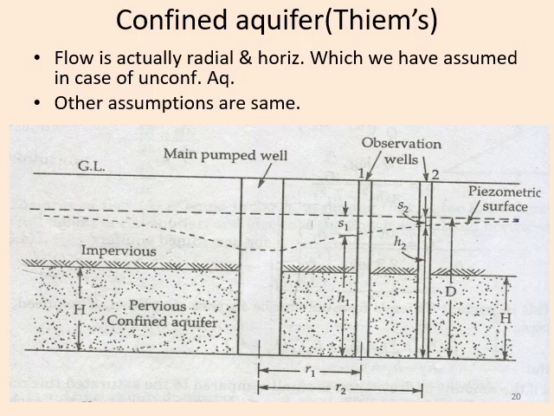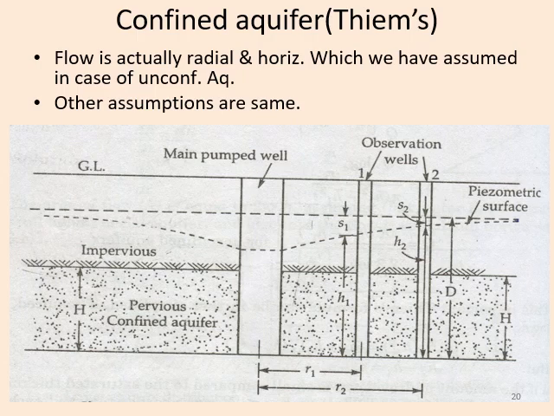So we are assuming it there, but in the confined aquifer the flow actually will be radial and horizontal, because the confined aquifer is bounded with impervious strata at the top and bottom. So water will not go here and there, and it will not flow to the bottom or in the upward direction. So flow will actually be horizontal and radial. Here we are not assuming it, it is actually happening. All other assumptions will be the same in the case of the confined aquifer.